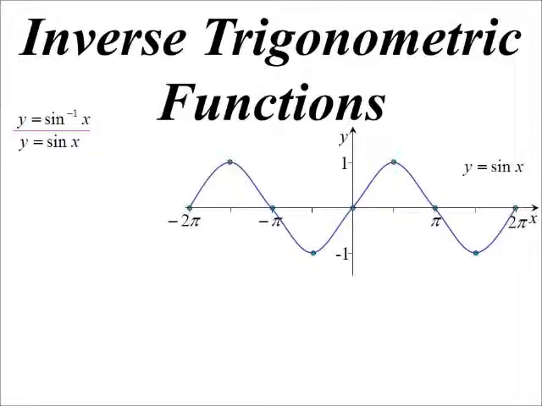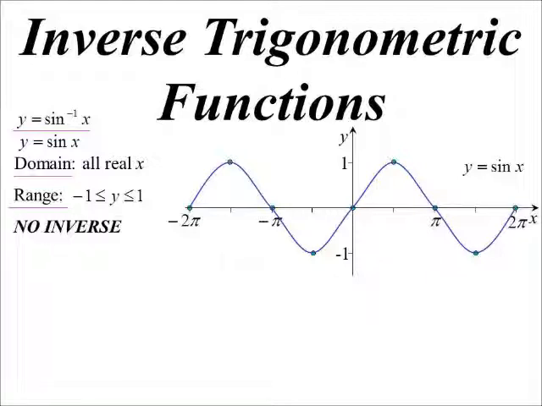Our original sine curve, let's draw it in. Y equals sine x. Its domain at the moment is, of course, all real x. Its range is minus 1 to 1. No good, it doesn't satisfy the horizontal line test. So we want a piece of that curve that will get the complete range.